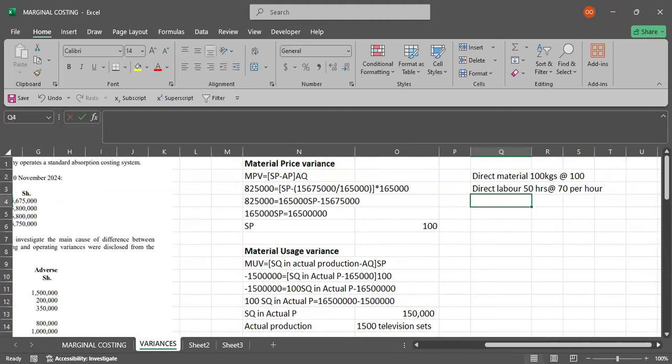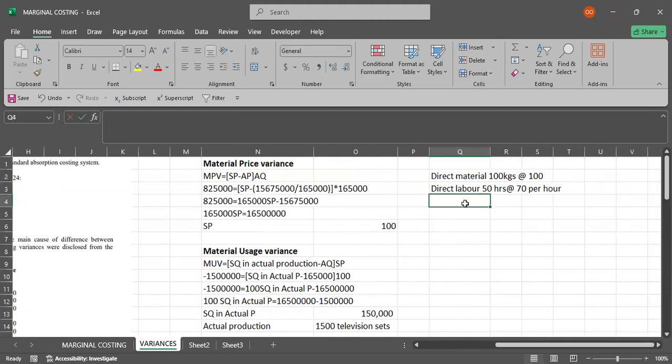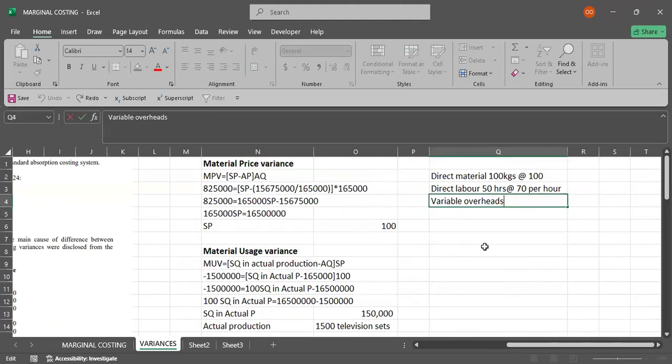Right? So when I deal with these two, of course, we are told we have variable overheads. So variable overheads, what are we talking about here? We are talking about the standard hours will be retained, right? So standard, that is 50 hours. At what rate? At shillings, what was the standard?